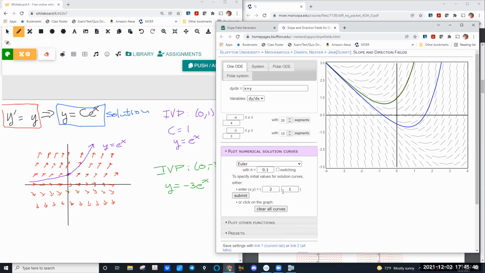So there are others out on the web. Like I said, you can just do a search for slope field plotter and play around with them and see which one you like best. If you like Desmos, Desmos works. If you like this one, this will work. Both of these will work for the take-home problem, for the homework. And a lot of the other ones will too.